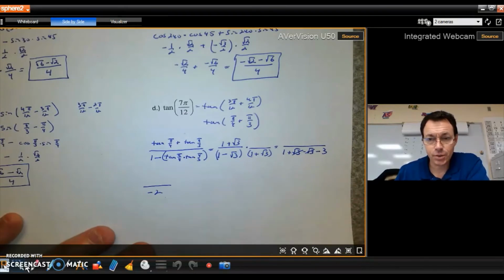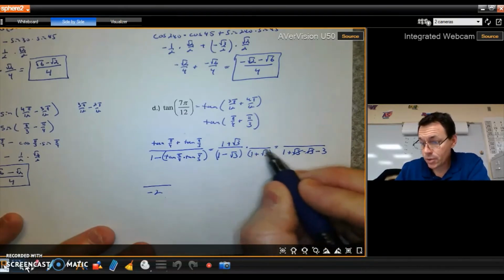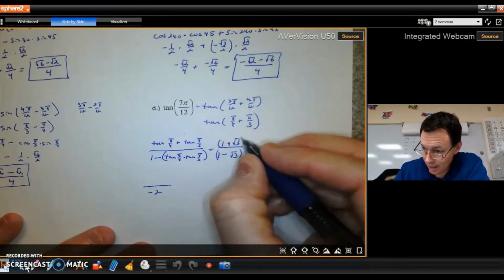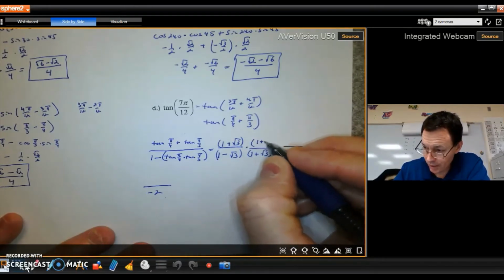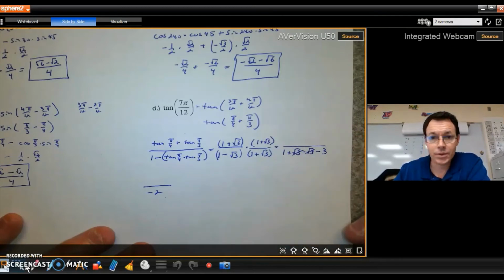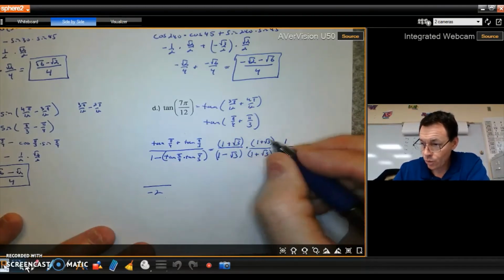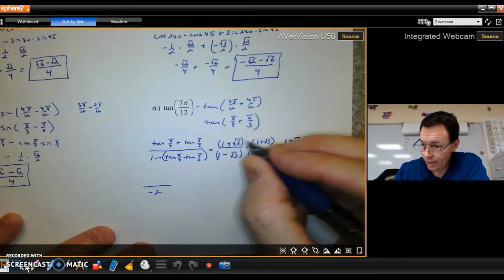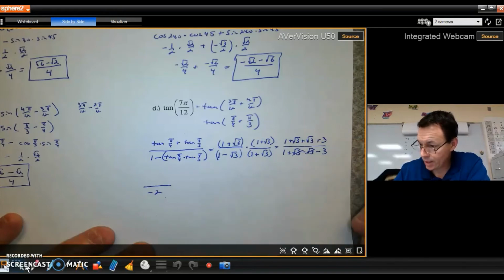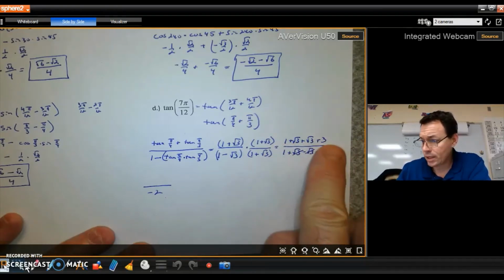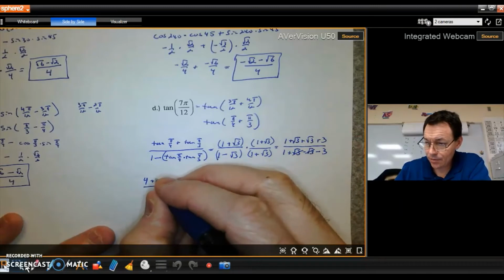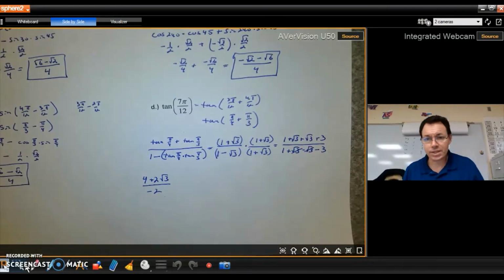Now, you'll notice I didn't do anything to the top yet. Whatever you do to the bottom, you have to do that exact same thing to the top. So I'm going to have to multiply the top by 1 plus radical 3 as well. Now, these things are not going to cancel. These are two binomials where you're just going to have to FOIL them out. 1 times 1, 1 times radical 3, radical 3 times 1, and then radical 3 times radical 3 is 3. Combine like terms. The 1 and the 3 would give you a 4. The radical 3 and another radical 3 means I have 2 radical 3's, not radical 6.